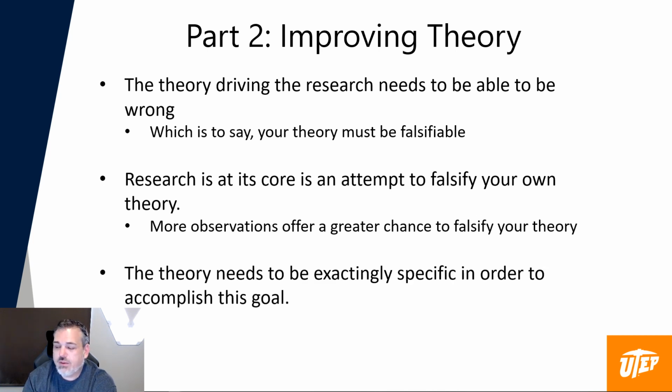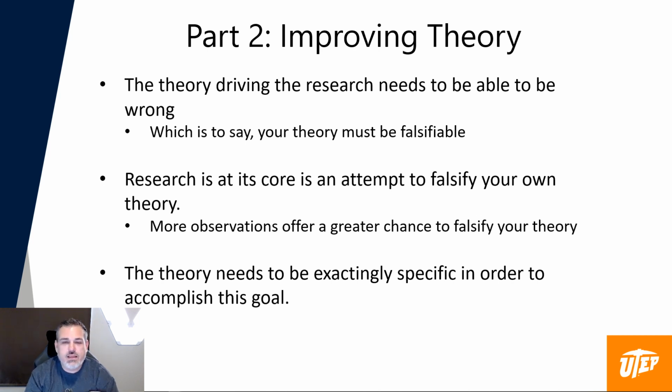Now, your theory has to be exacting. It has to be very precise, and you have to identify the moving parts of it. Because if your theory is not overly specific, it's really difficult to falsify. Think if you have a vague theory, this person does this because of some broad explanation, then it's very difficult to prove that theory wrong. So theories have to be exacting in their detail.